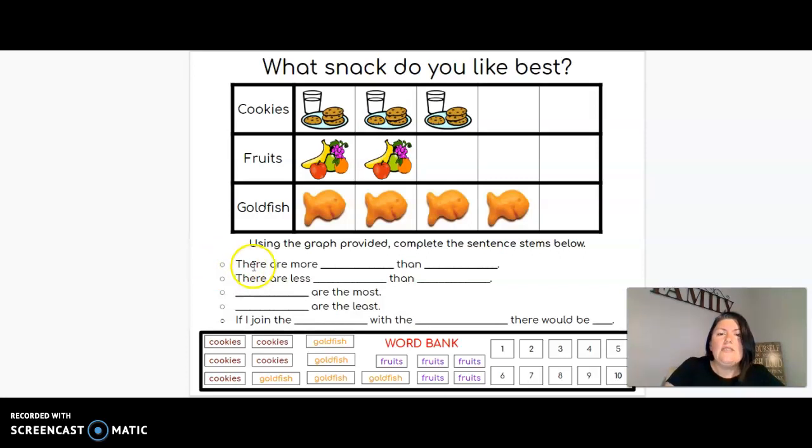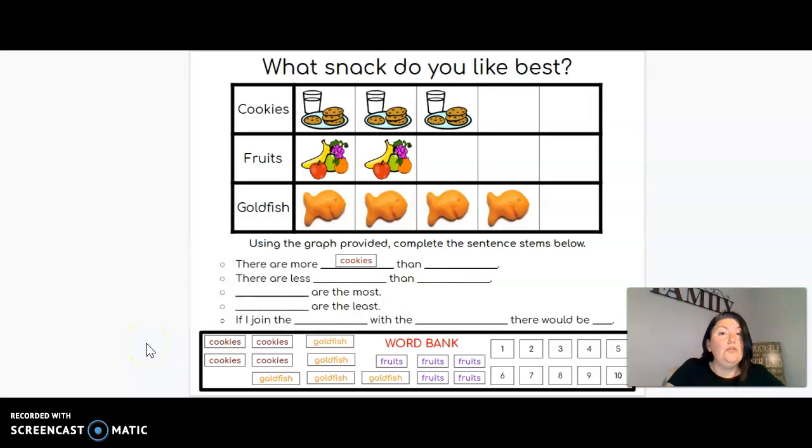So let's decide. There are more blank than blank. Well, when I'm looking, the first thing that I see is that there are more cookies than fruits because 3 is more than 2. So I'm going to go down to my word bank and I'm going to find the word cookies. And if you need help finding the words, you may ask an adult to help you read the words, or look, it's right here. You can look right there and match the words in the graph to the words in our word bank. And I bet you could figure it out on your own. But if you need help, ask an adult to help you read the words.